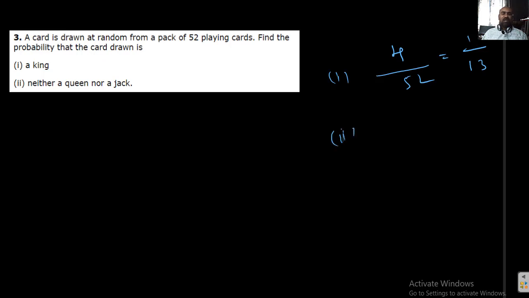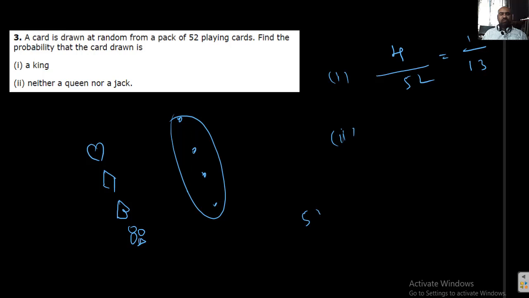For the second problem, neither a queen nor a jack. I will show you, one minute, I want to draw. Neither a queen nor a jack. Queens should be subtracted: here one queen, here one queen, here one queen, here one. 4 queens should be subtracted from 52. So 48. And nor a jack, jacks also. Here one jack, another jack, another jack, another jack. Totally 4 jacks. Those are also subtracted. Remaining are 44. 44 cards are there, neither queen nor jack.